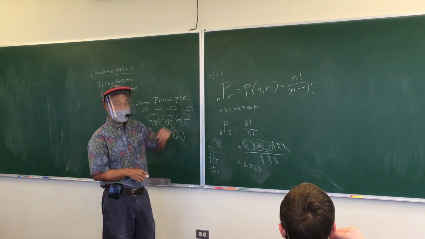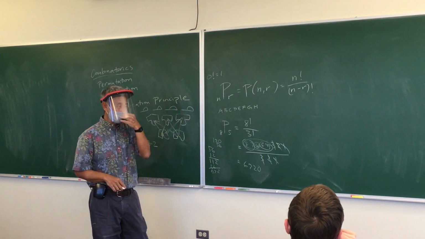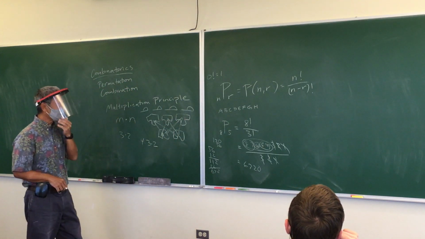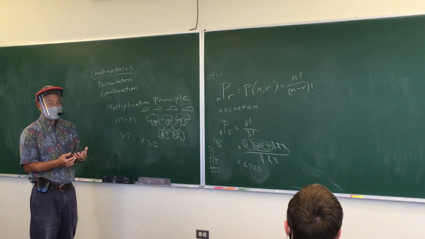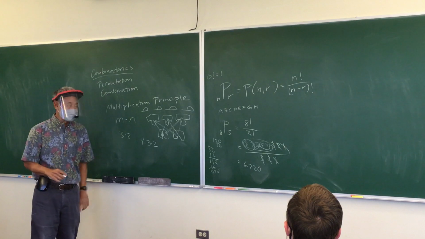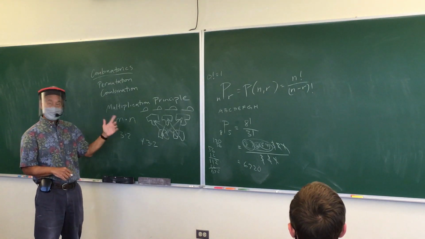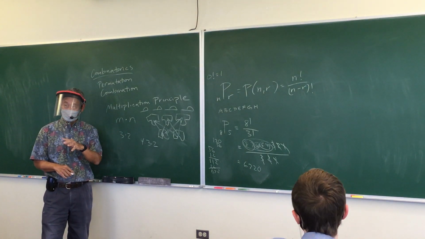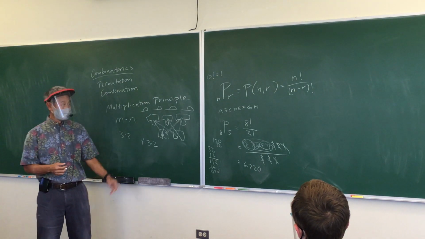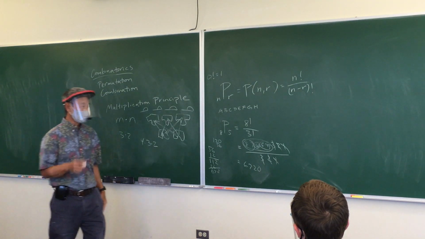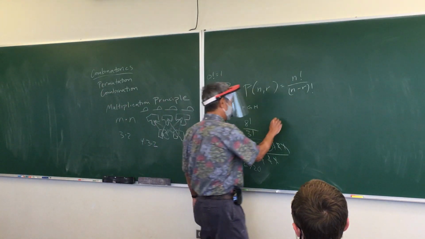Now that's the way your book would teach you, using this formula, but I don't like that. I don't like to use that formula, because sometimes the easy problems are easy, but we're honors, we're not gonna get easy problems. So I think the multiplication principle is gonna be better for you. So just remember, anytime you have a permutation, use the multiplication principle. So to me, this is the easiest way.